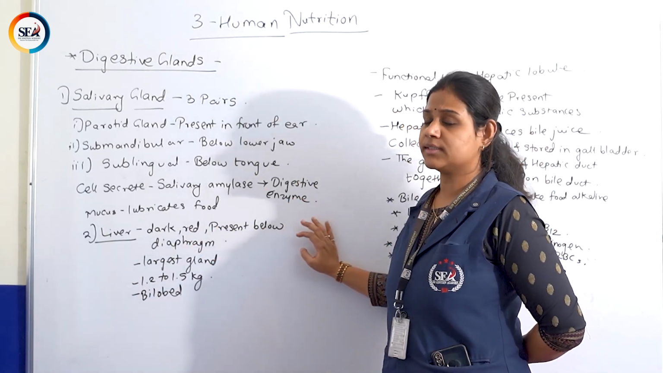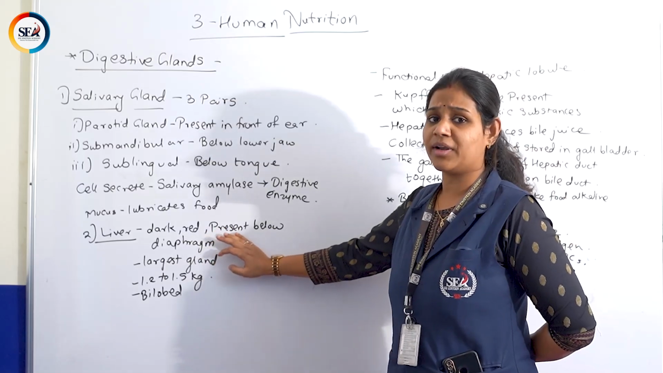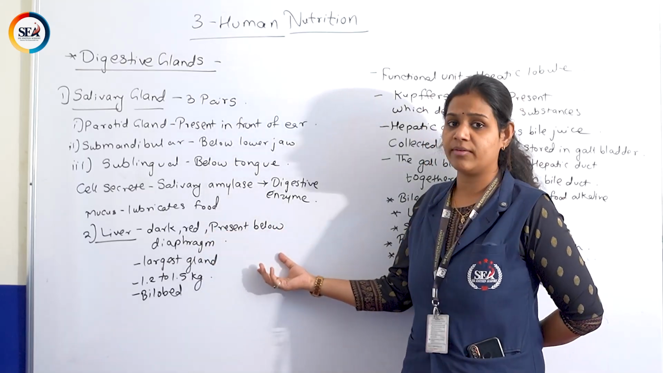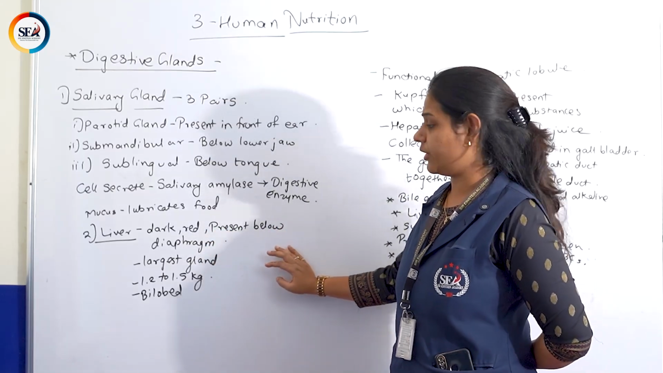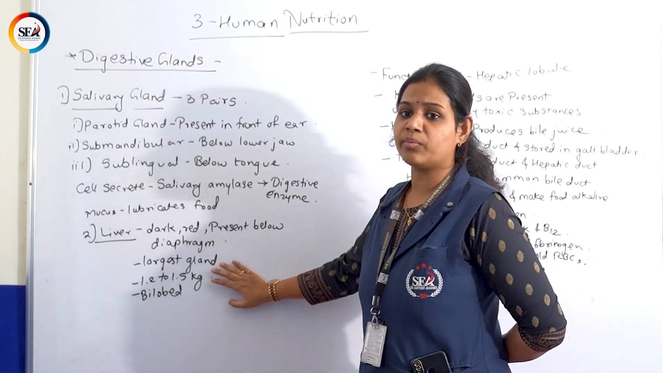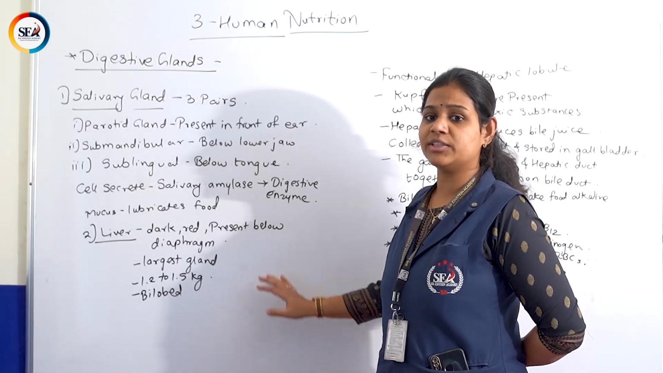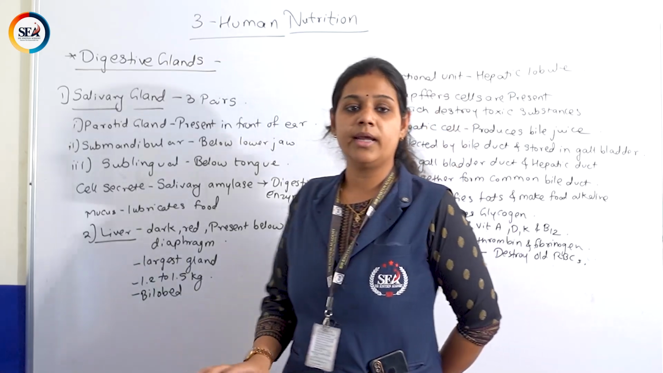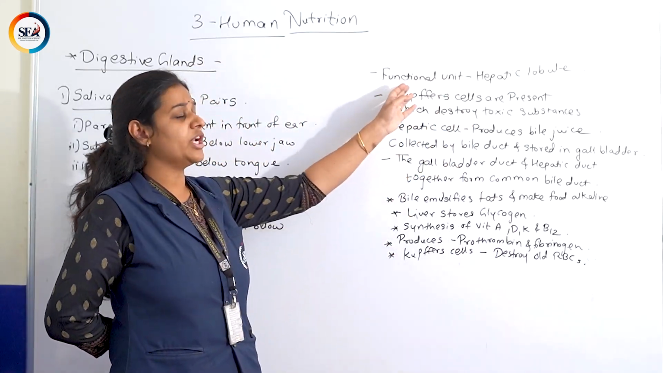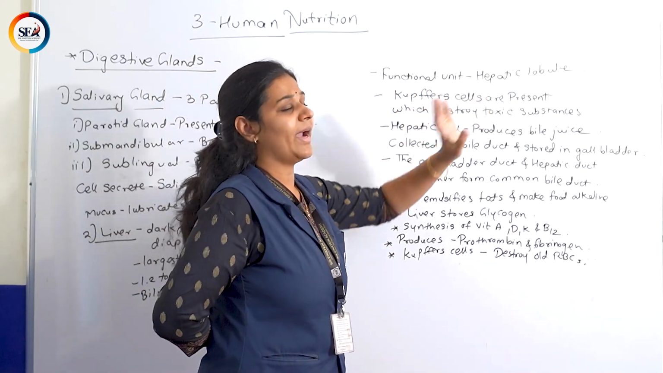Second is liver. Liver is dark reddish colored, present below the diaphragm. It is the largest gland of our body. The weight of liver is 1.2 to 1.5 kg and it is usually a bilobed structure. Next, the functional unit in the liver is called the hepatic lobule.